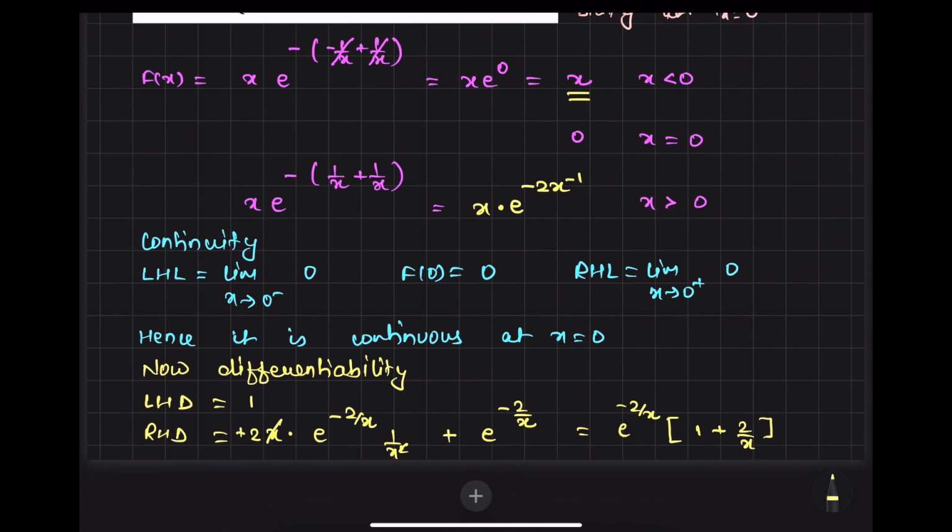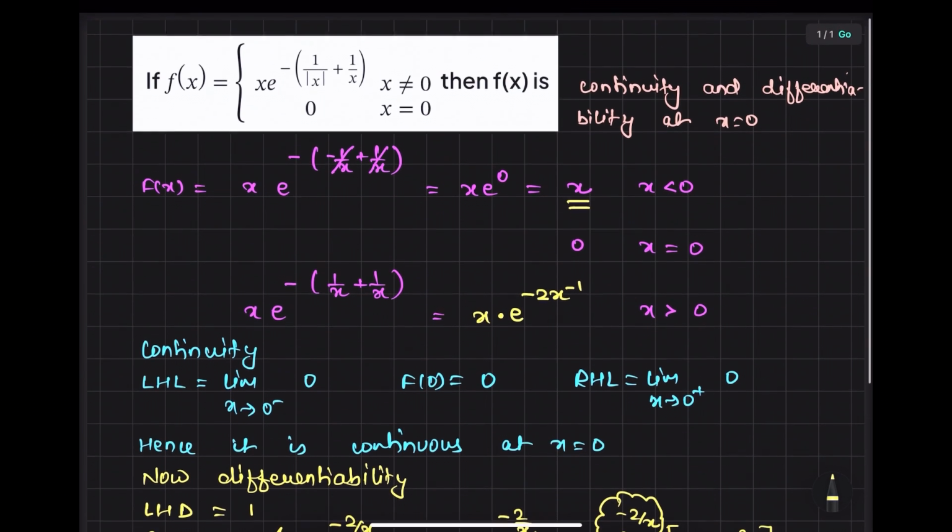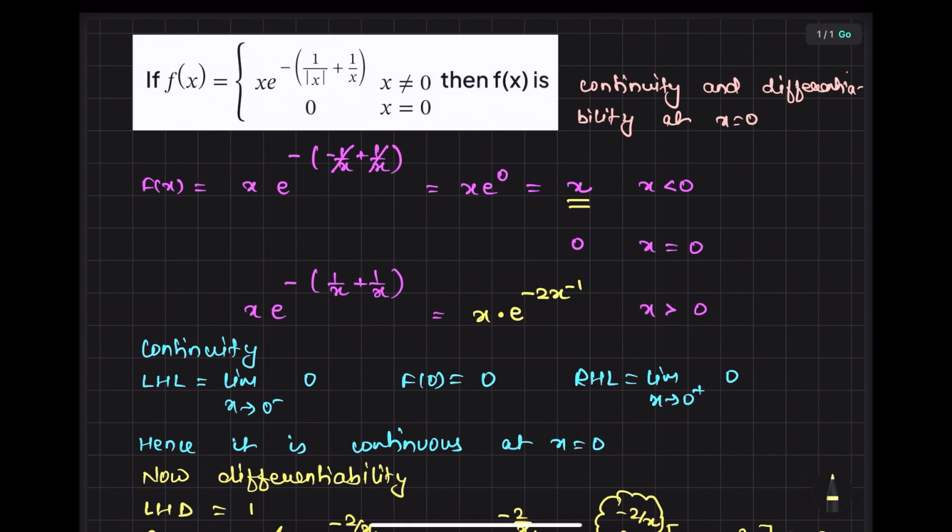Now be super slow, substitute x equals to 0. So this will become what? E power minus infinity, that is 0. Okay, so 0 into anything will become 0. So RHD is 0, LHD is 1, RHD is 0. So the given function is continuous at x equals to 0, but it is not differentiable at x equals to 0. I hope the idea is clear and you guys can handle similar situations.